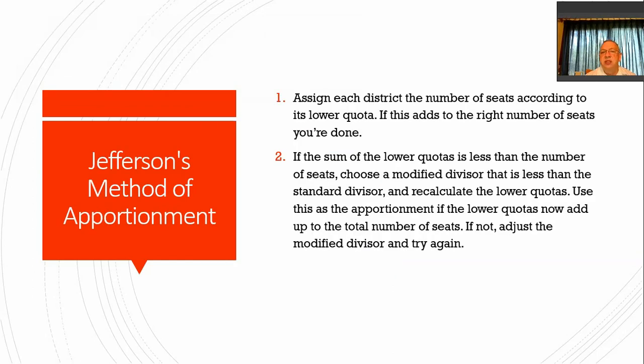Jefferson's method of apportionment assigns each district the number of seats according to its lower quota. If this adds to the right number of seats, you're done. If the sum of the lower quotas is less than the number of seats, choose a modified divisor that is less than the standard divisor and recalculate these lower quotas. So I'm going to tweak that divisor down a little bit from the standard divisor to a modified divisor, and then I'm just going to do it a little bit at a time until I get the total number of seats to add up. If it doesn't, I'll tweak it down a little bit more. So it's a trial and error type process.